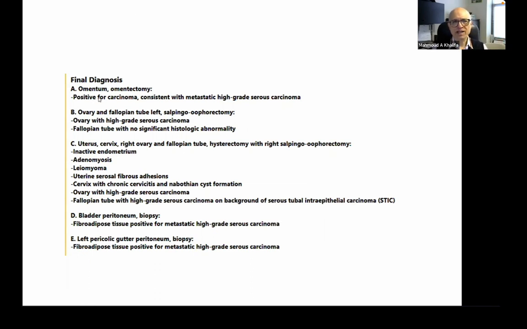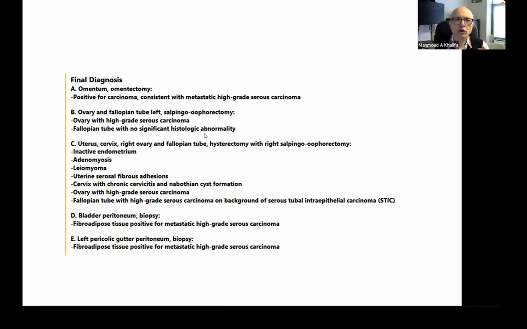The first part was an omentectomy, and it was positive for high-grade carcinoma, consistent with metastatic high-grade serous carcinoma. That is the one-line diagnosis. The left salpingo-oophorectomy: the ovary had high-grade serous carcinoma. I'm not saying, remember, that this is an ovarian serous carcinoma. There's a big difference here. I'm saying that the ovary has high-grade serous carcinoma because I don't know where that carcinoma came from. Well, we will know in a second.